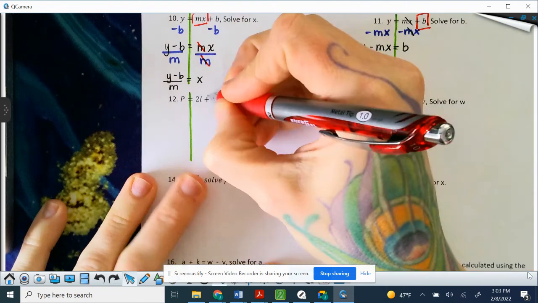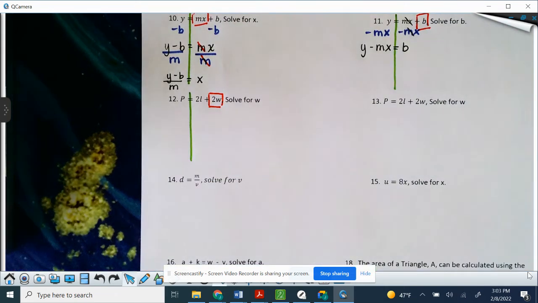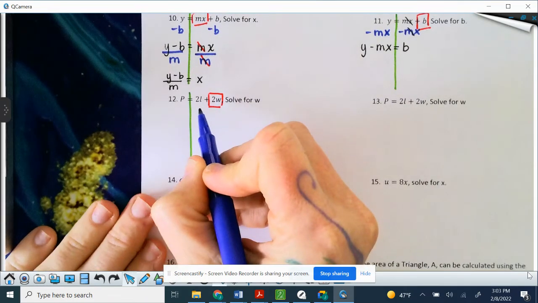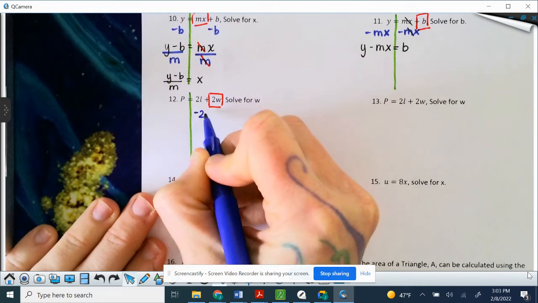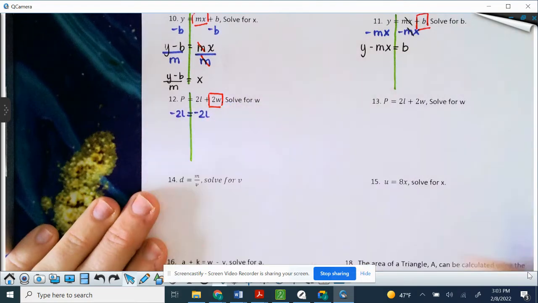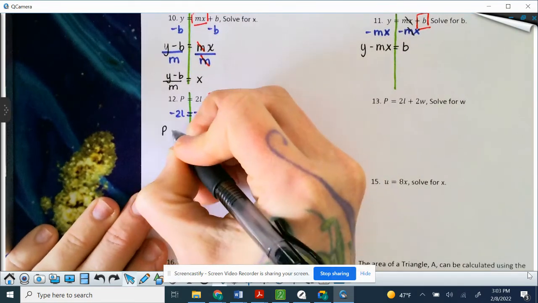So I have my great divide, box in my w. Outside that w box, we have a 2L. That's 2 times length. And that is attached by addition. So we're going to subtract 2L from both sides. That 2L cannot be combined with a capital P because they are different, not like terms.